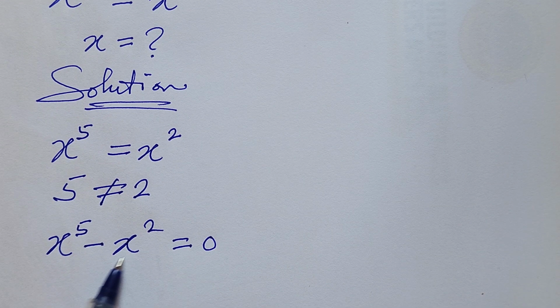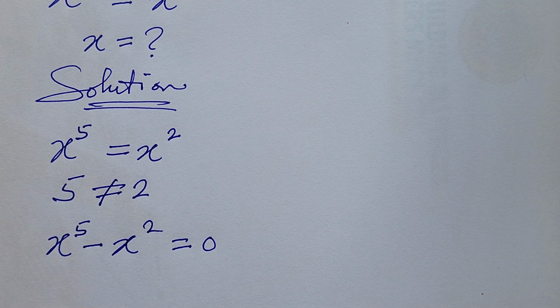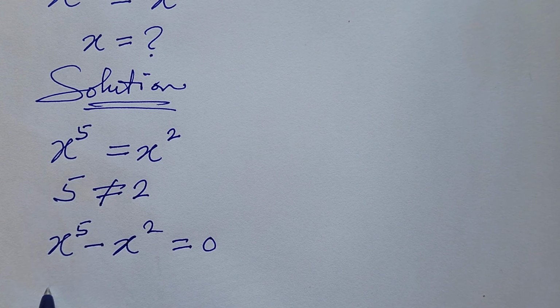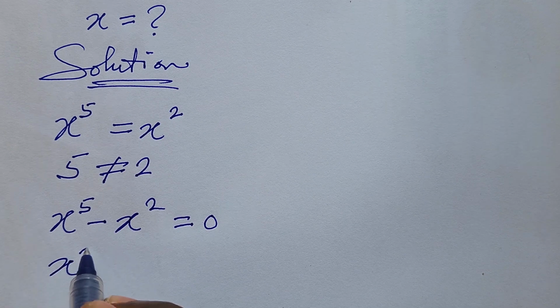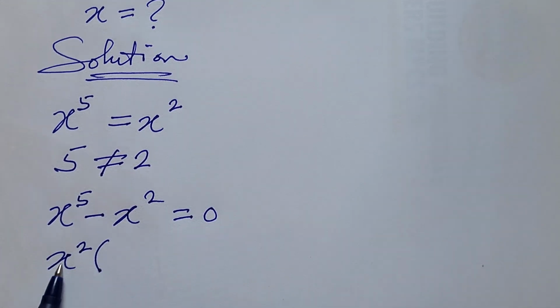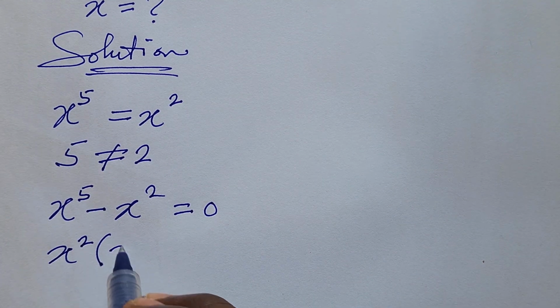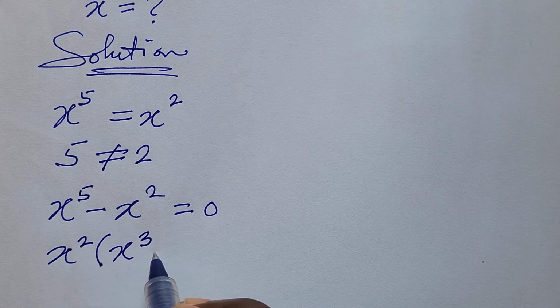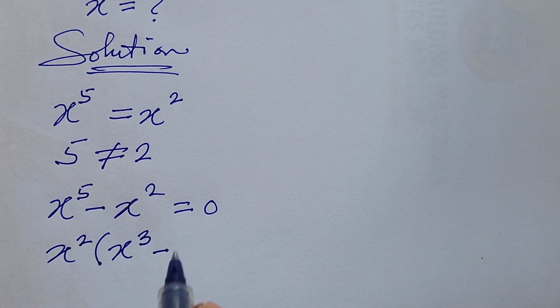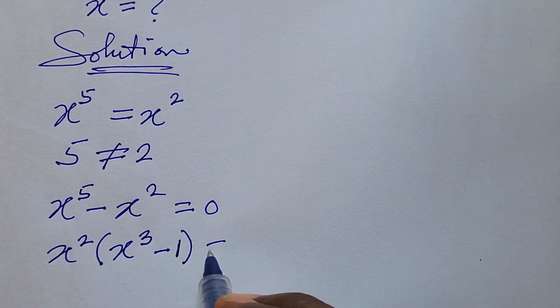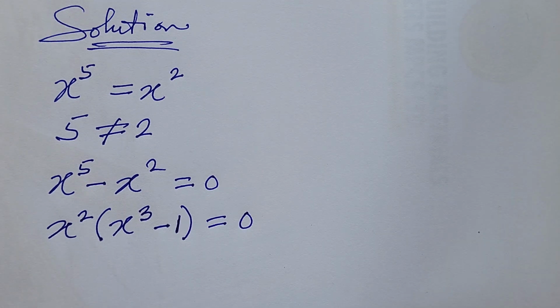Here we want to factor out x to the power of 2 from this expression because we also have x to the power of 2 inside what we have here. So this now implies x to the power of 2 bracket. If we use this to divide this, we are left with x to the power of 3, then minus, we use this to divide this, we're left with 1, close bracket equal to 0.